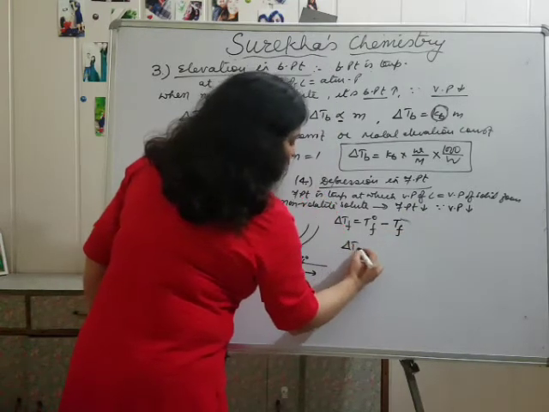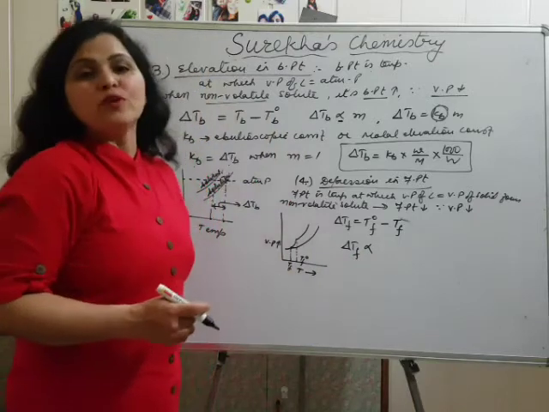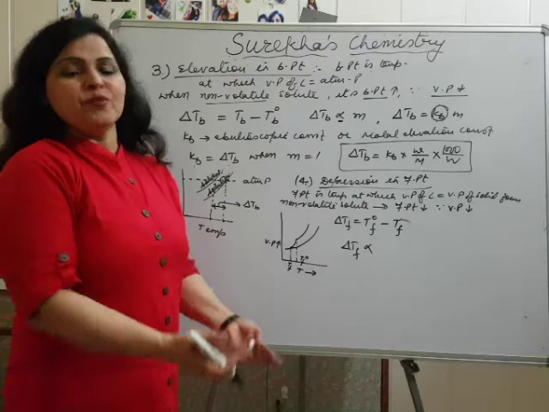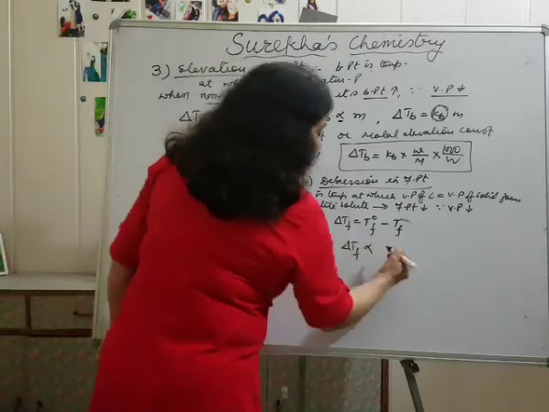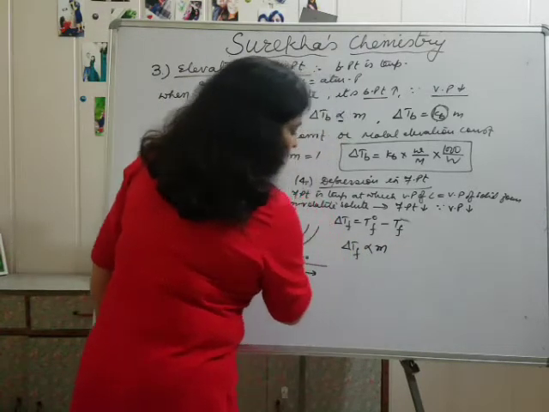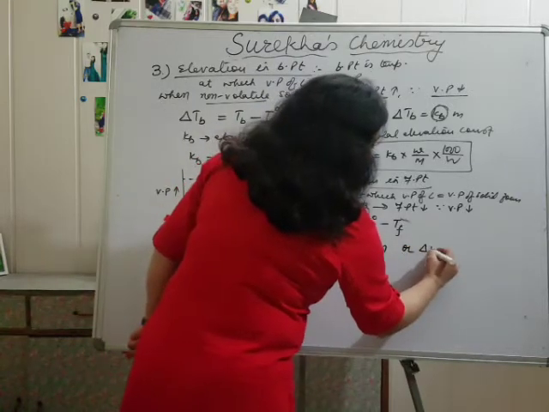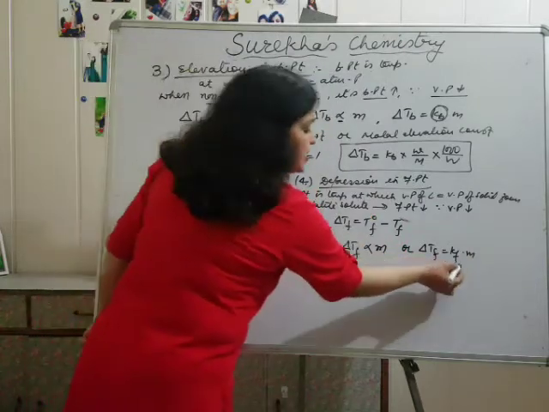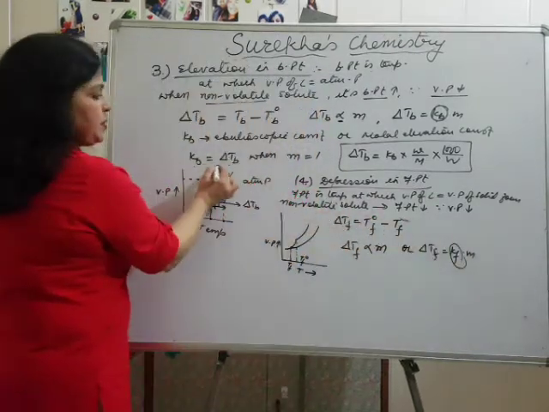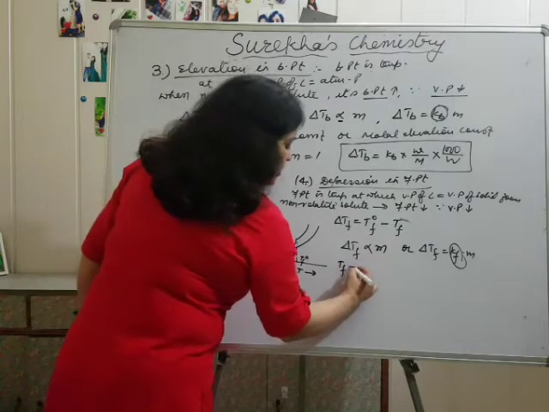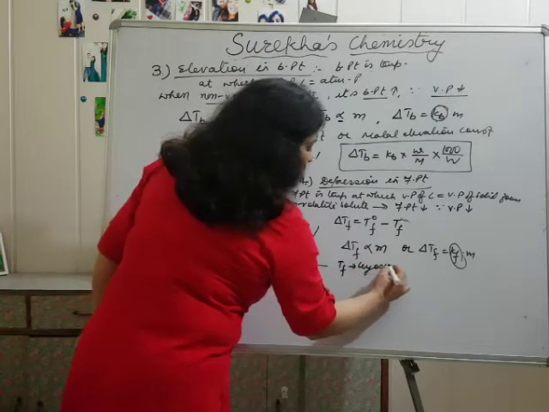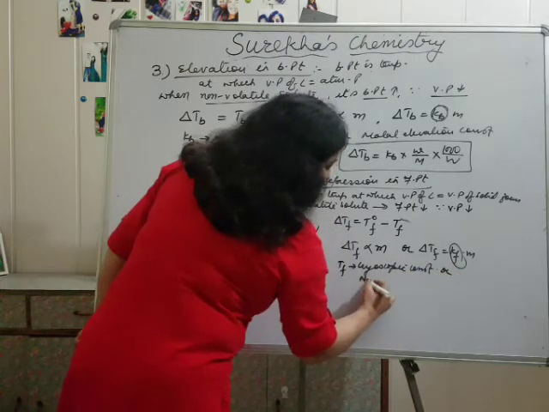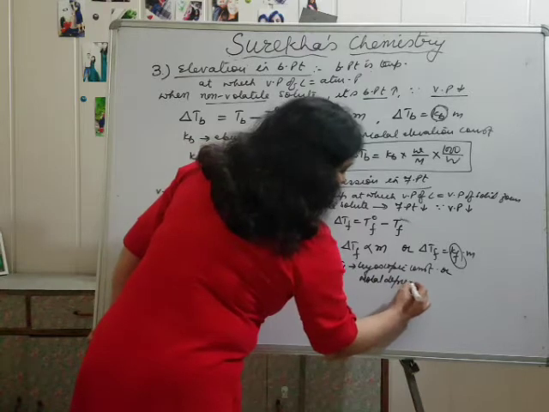And delta Tf is once again directly proportional to molarity, because if the concentration of solute is high, the depression in freezing point is more. So delta Tf is directly proportional to the molarity, or we can say delta Tf equals Kf into m. What is this Kf? Just like Kb, it is the cryoscopic constant, or we call it molar depression constant.